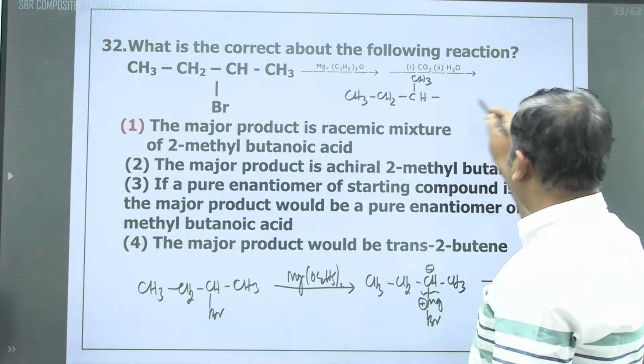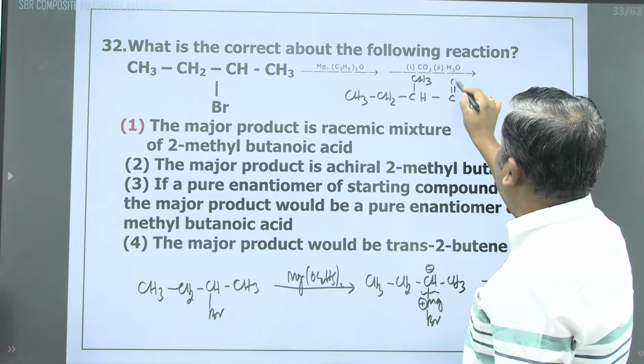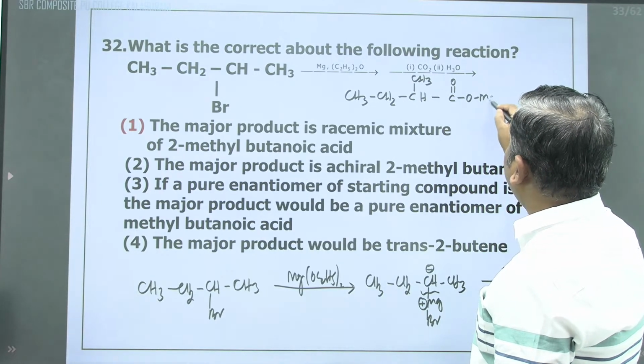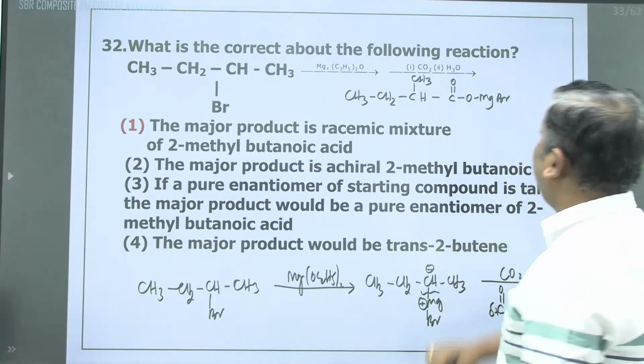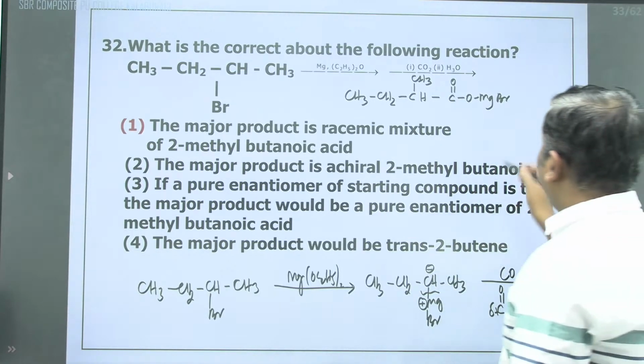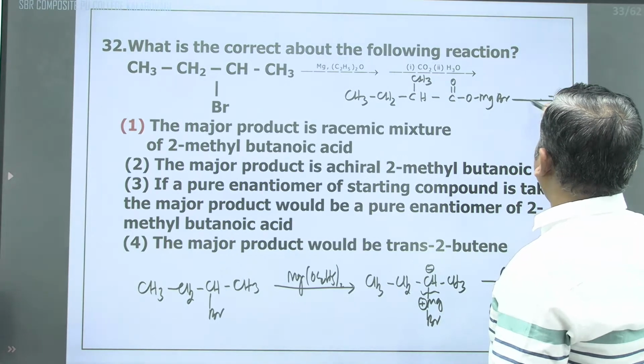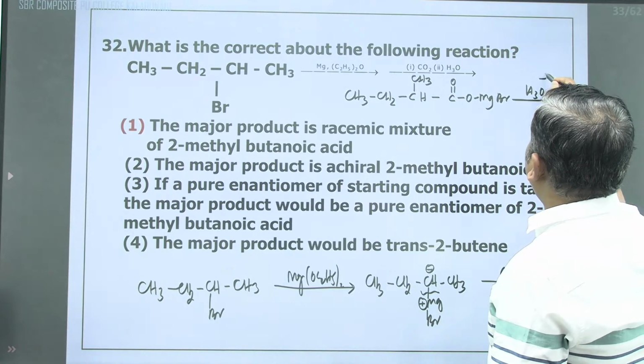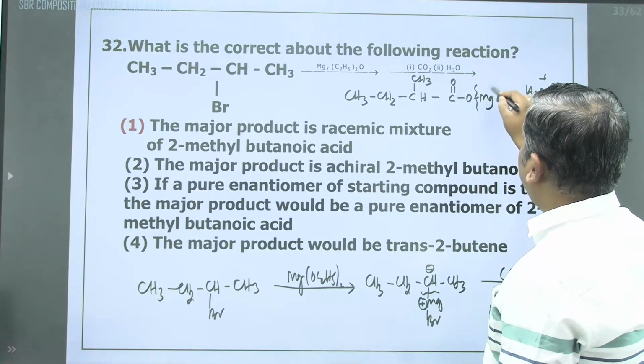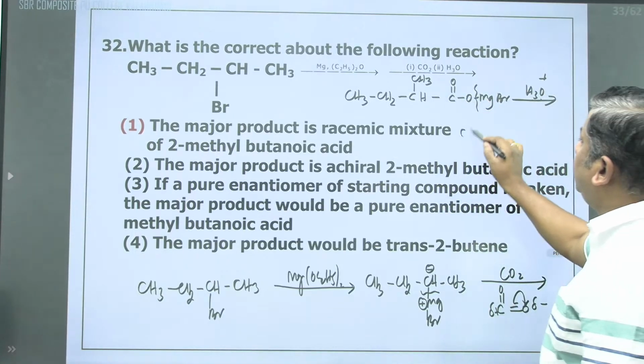Here I should write C double bond O, next one OMgBr. This is the intermediate product obtained here. Now further, the process of hydrolysis is carried out. This bond gets cleaved here, and attack of oxygen takes place on that one.